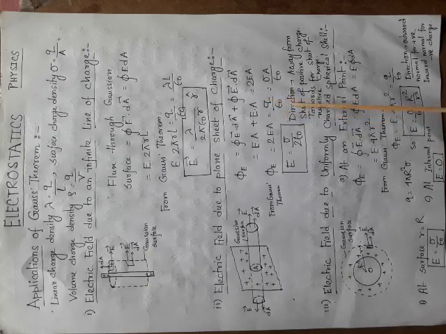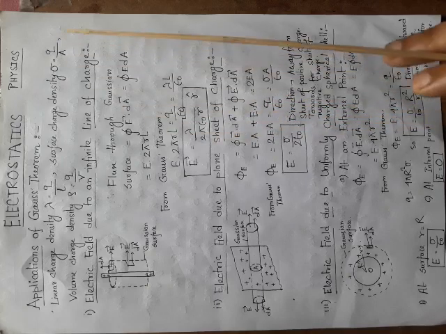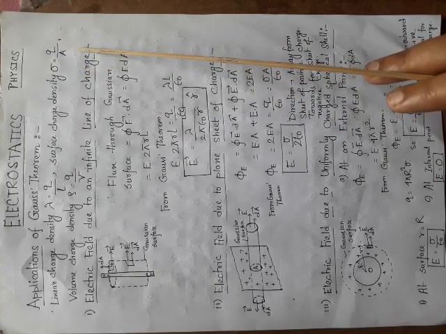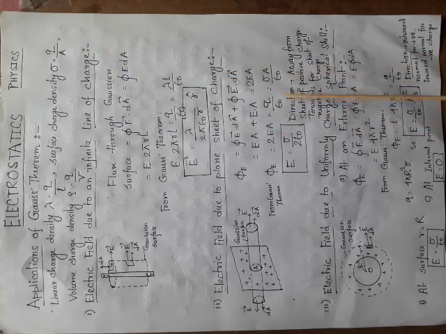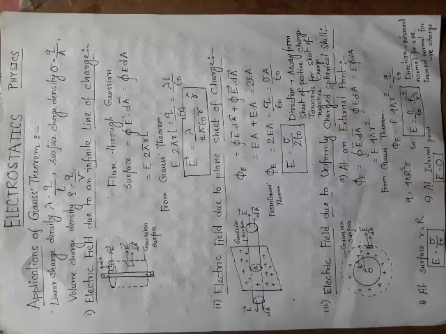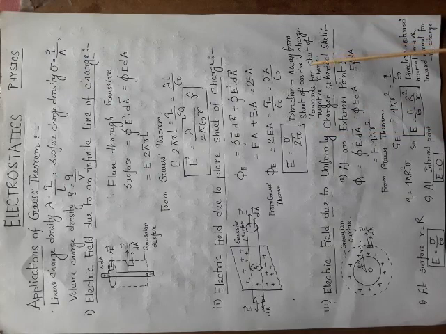Now, Q also can be written as sigma into A as per the definition of surface charge density. So we can write it like sigma into A by epsilon naught. So from this expression, E is equal to sigma by 2 epsilon naught. This is the final expression for E. The direction of E is always away from the sheet as it is positively charged. If it is negatively charged, then it should be towards the sheet in that particular case.